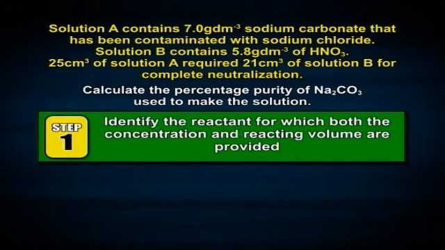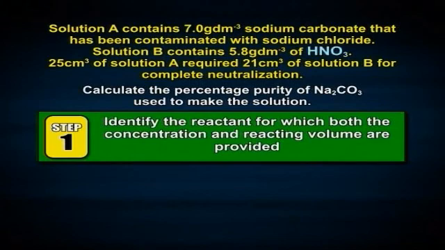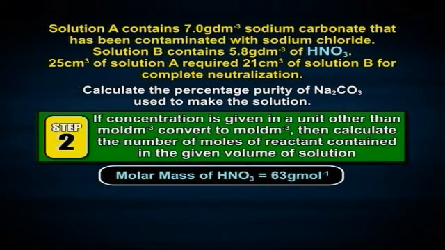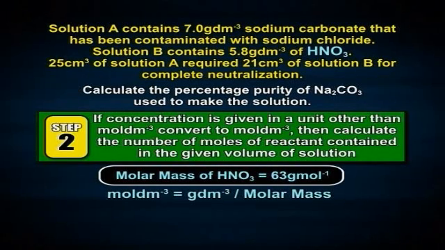Solution. Step 1: Identify the reactant for which both the concentration and reactant volume are provided. HNO3. Step 2: If concentration is given in a unit other than moles per dm³, convert to moles per dm³, then calculate the number of moles of reactant contained in the given volume of solution. Converting mass concentration of nitric acid to molarity. Molar mass of HNO3 is equal to 63 grams per mole.